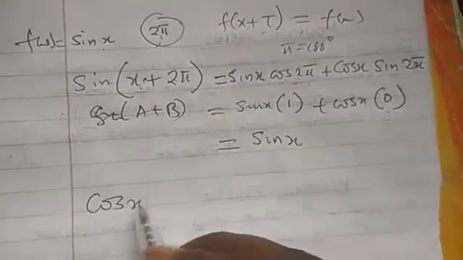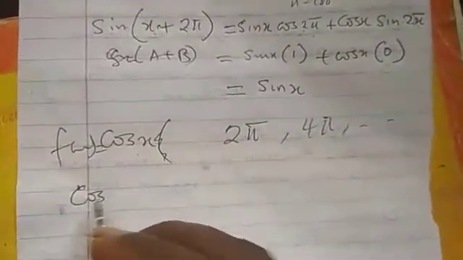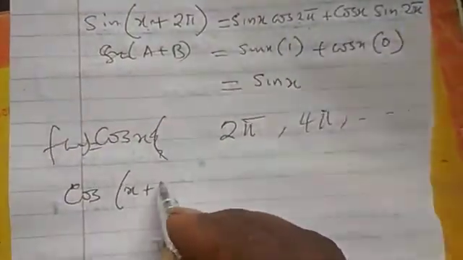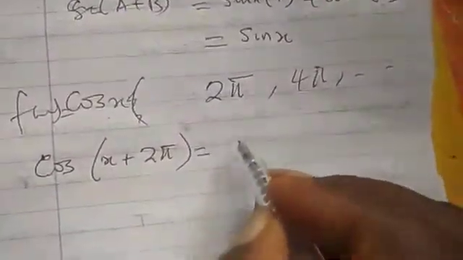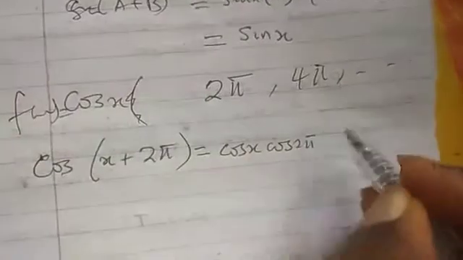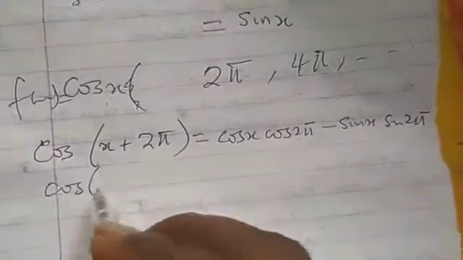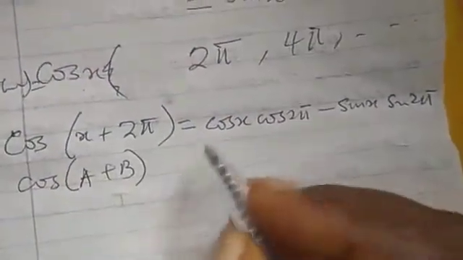If it is cos, let's say that our f of s is cos s, to show whether this is periodic, we have said that the period is 2 pi as well. We have said period 2 pi, 4 pi, and so on. So to show it, we only need to replace this s. We write s plus 2 pi, that is f of s plus t. If you expand that one using compound angle, that will be cos s cos 2 pi minus sin s sin 2 pi. You learn that from compound angle, that is cos a plus b.